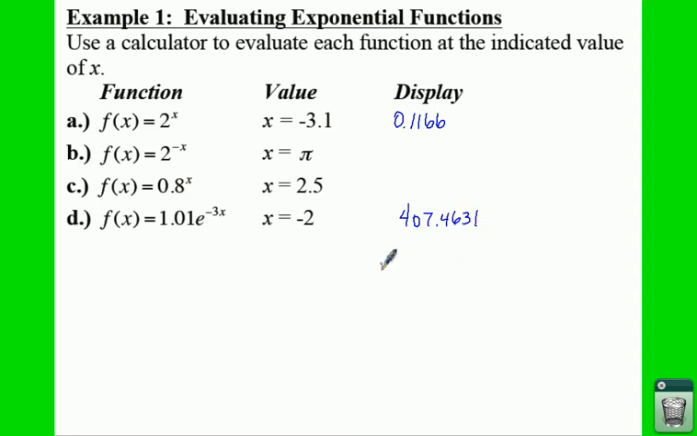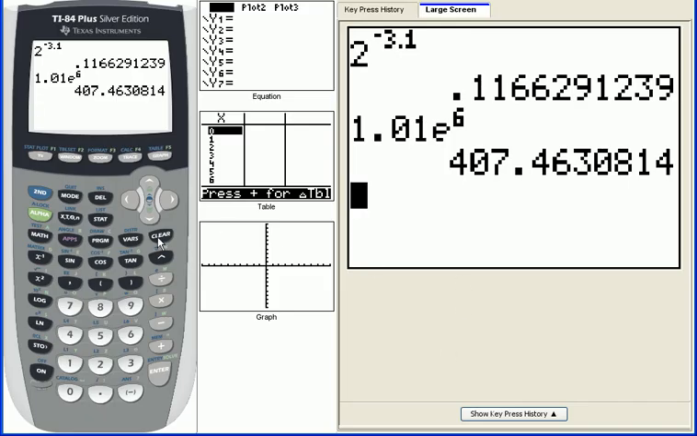Now back up here for B, when you want to find your pi button, don't plug in 3.14. You actually need to use the pi button that is on your caret. So when you hit second and then the caret button, that will give you a pi. It doesn't just round it to 3.14. It takes out the whole decimal and evaluates it at that point. Alright, so there's how you use your calculator. Easy peasy, lemon squeezy.